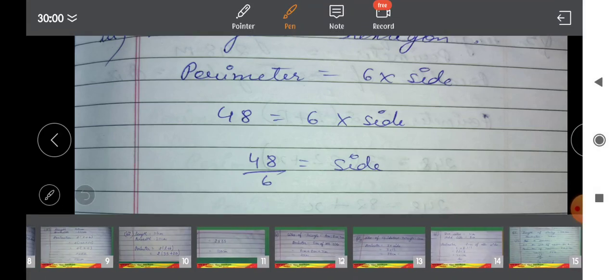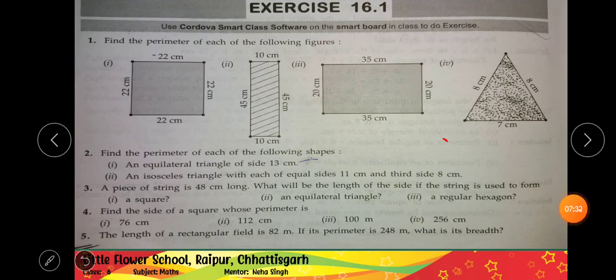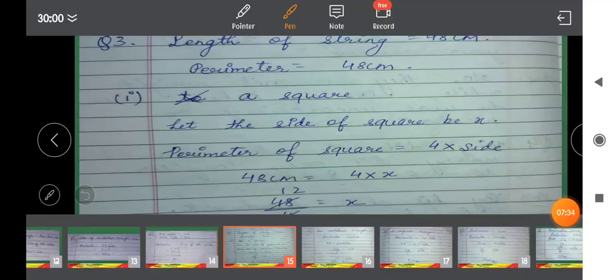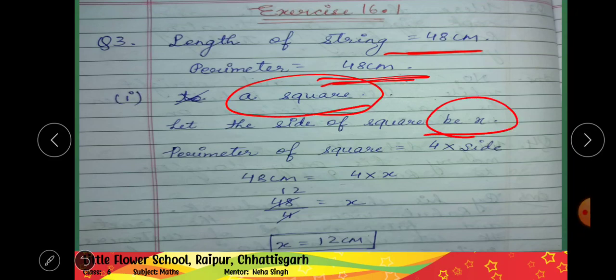So now, the length of string will be the perimeter, that is 48 centimeter. Now we need to find the square, right? So we can take, let the side of the square be x. We know that the perimeter of a square is 4 into side, right? 48 is given as the perimeter, so 48 equals 4 into x.